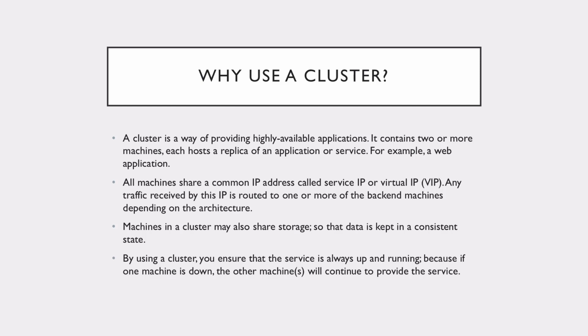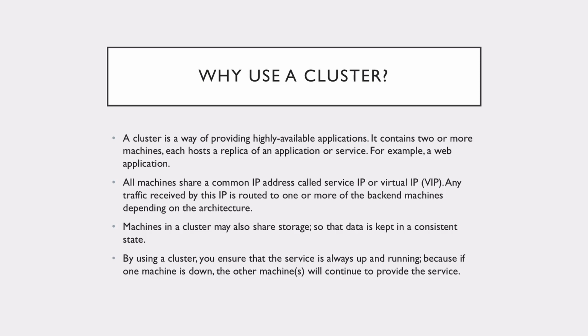So by using a cluster, there is more than one copy of this application scattered around 2 or more machines, and those machines will share a common IP address that is called the service IP, or sometimes the virtual IP, or VIP for short. Any traffic received by this IP address is routed to one or more of the backend machines depending on the architecture.